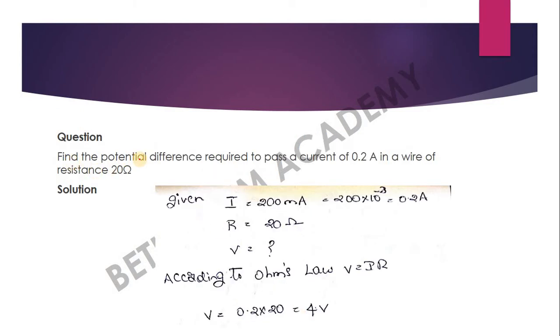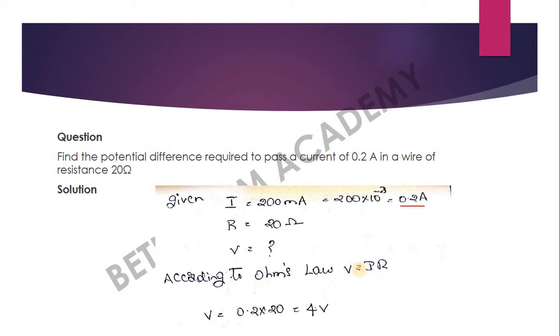The next question talks about, find the potential difference required to pass a current of 0.2 A in a wire of resistance 20 ohms. Now this question is testing the concept of Ohm's law. If we know Ohm's law, then this is nothing but a cakewalk. First, we write down the information that is given. I is equal to 200 milliamperes, or 200 into 10 power minus 3 amperes, that is nothing but 0.2 amperes. Resistance is given as 20 ohms, and V is what we need to find out.